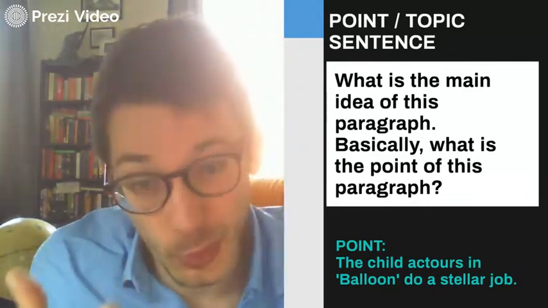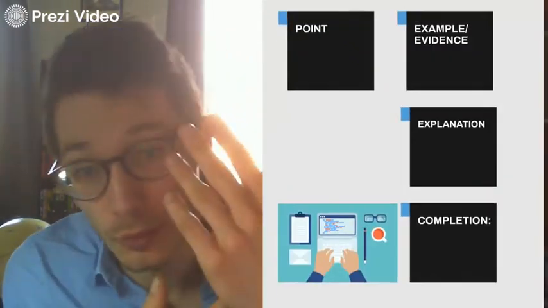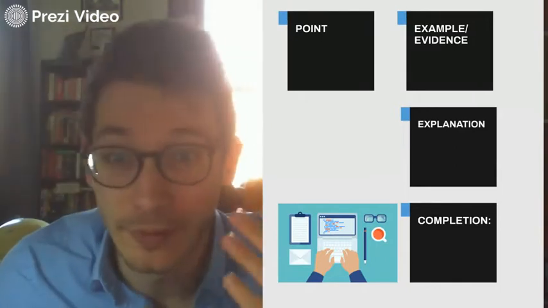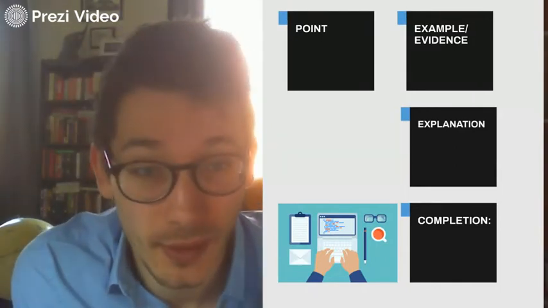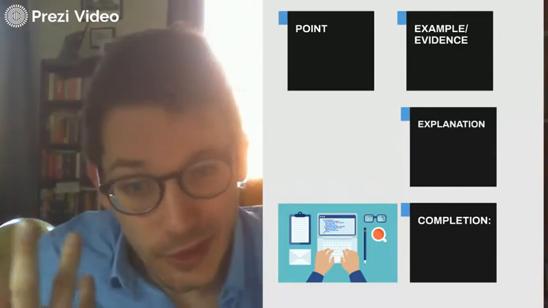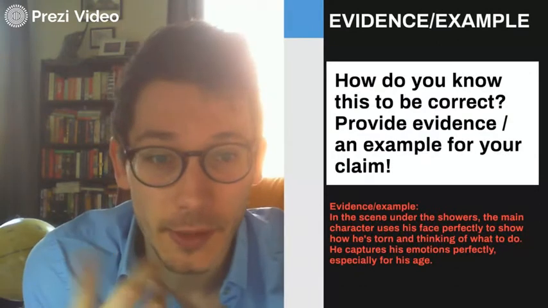So you've written down your point, your first sentence, and after that, what you're going to do is move on to example or evidence. Some people prefer the word evidence over example, but it's the same point. After the topic sentence, you provide an example or evidence for that point you're trying to make.